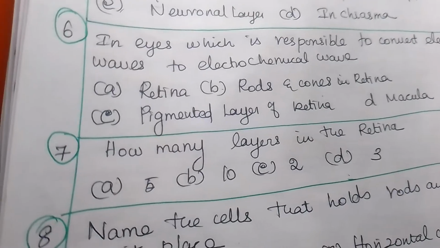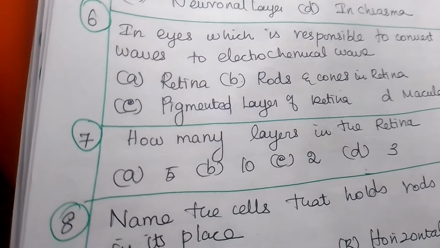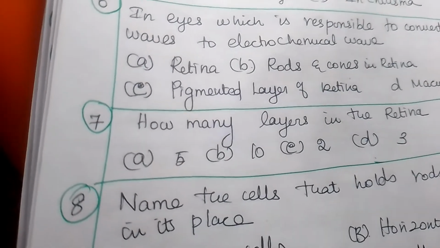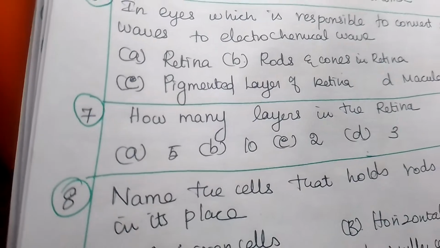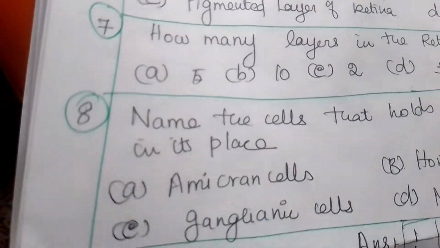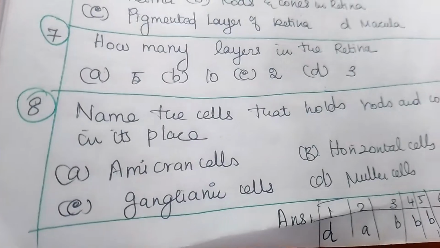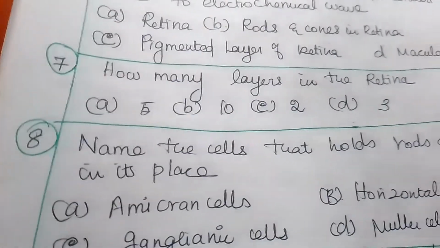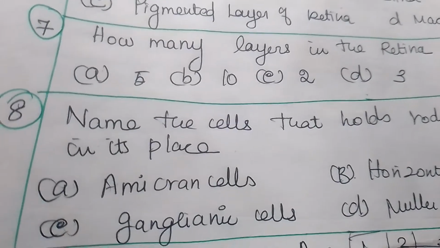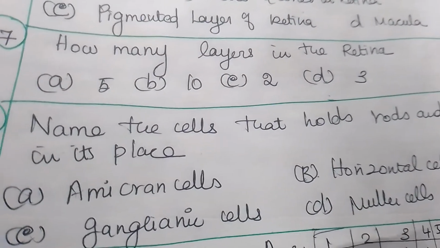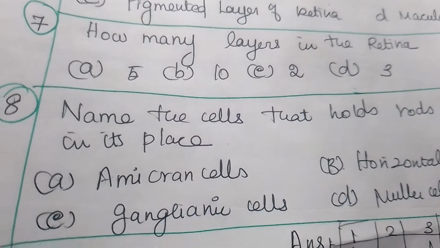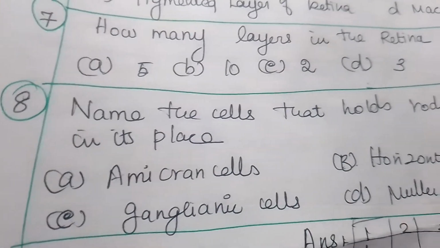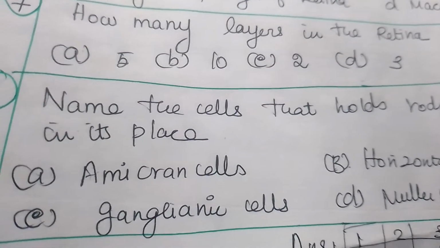Seventh: how many layers are present in the retina? 5, 10, 2, or 3. Everybody will know the answer. It is 10 layers. Eighth: name the cells which hold the rods and cones in place. Which is the cell holding the rods and cones in place? Otherwise it would cause a short circuit. Amacrine cells, horizontal cells, ganglionic cells, or Muller cells? The answer is the Muller cells.